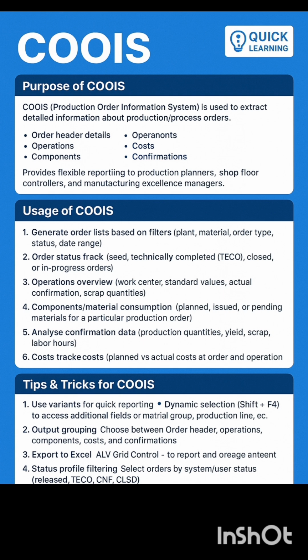In tips and tricks for COOIS, use variants for quick reporting, and dynamic selection, Shift plus F4 to access additional fields such as material group, production line, etc. Output grouping: choose between order header, operations, components, costs and confirmations. Export to Excel using the ALV grid control to report and analyze data. Status profile filtering: select orders by system or user status.